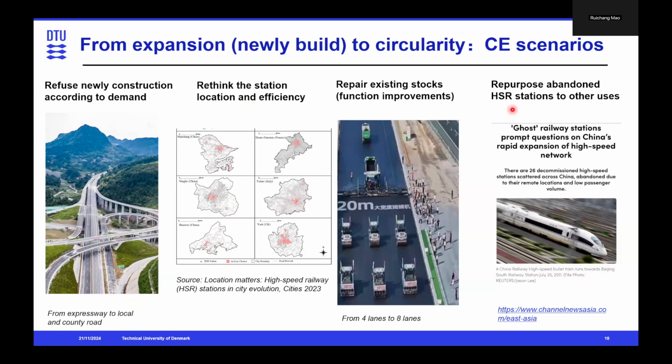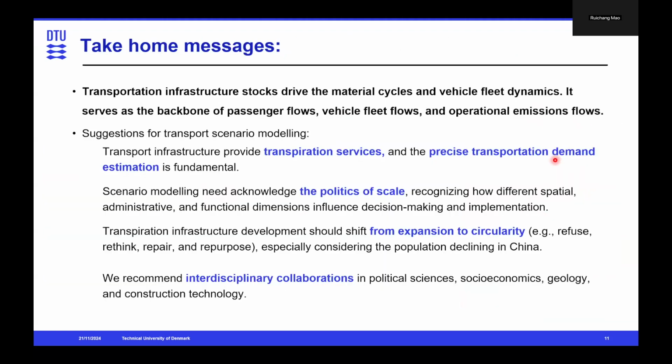And also we can repurpose some abandoned high-speed railway stations for other uses. This news report says that over 26 high-speed railway stations in China are abandoned due to their remote location and low passenger volume. But we can think about repurposing these buildings for other uses.